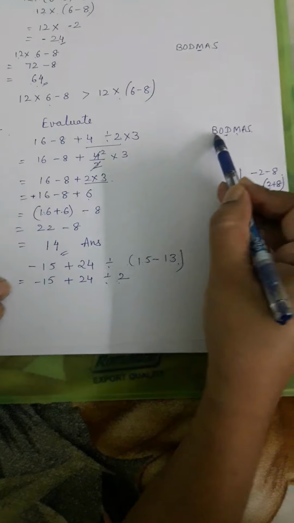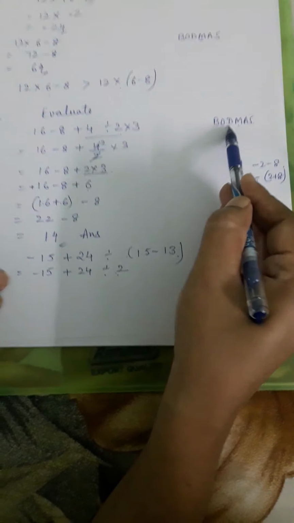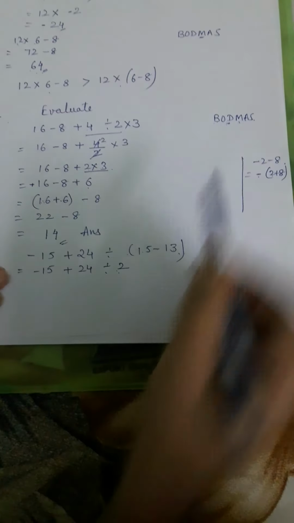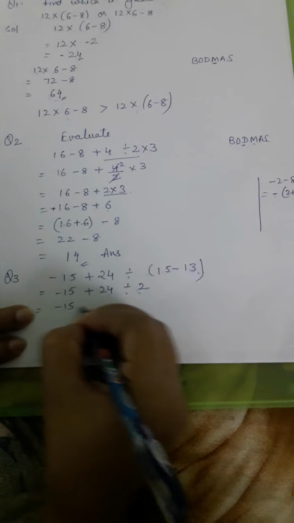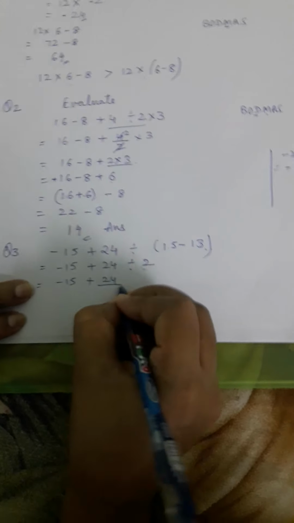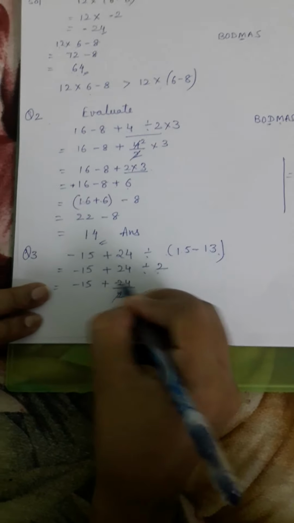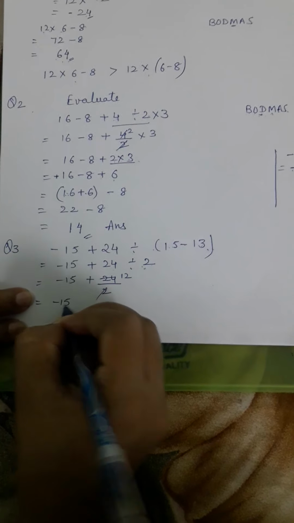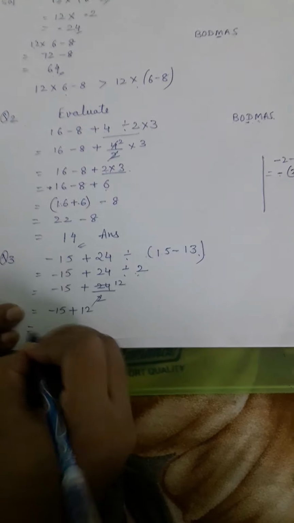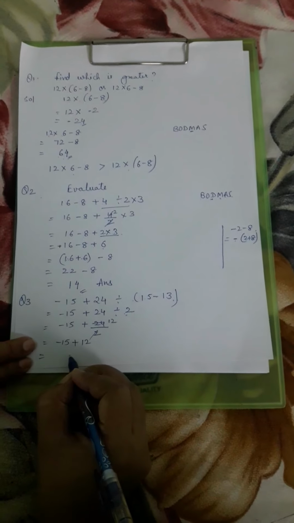Now the bracket is done. After bracket, next is divide. There is no of here. O is of, no of here. So next is divide, so I will do divide first now. Minus 15 plus 24 divided by 2. 2 ones are 2, 2 twos are 4. Minus 15 plus 12. Now minus plus is minus, so you will subtract. 15 minus 12 is 3.